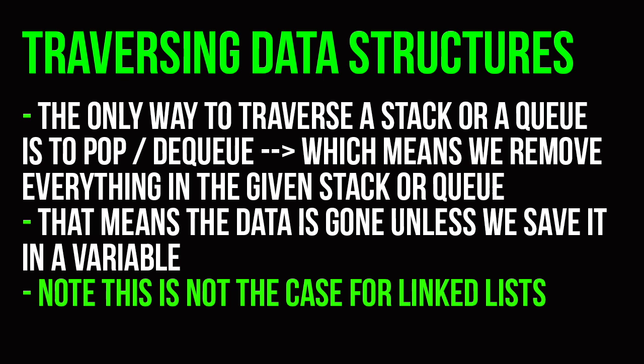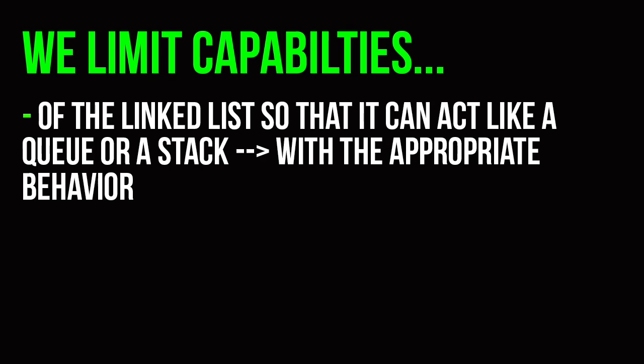Note, this is not the case for linked lists. Even though we implemented a queue with our linked list, we didn't use all the capabilities of a linked list. In a linked list, you can traverse through the list without removing anything, and that's not the case for a queue or stack. And so we, as programmers, limit the capabilities of a queue or a stack because we want it to act in a certain way. And that has consequences, meaning that you can't traverse it without removing things.